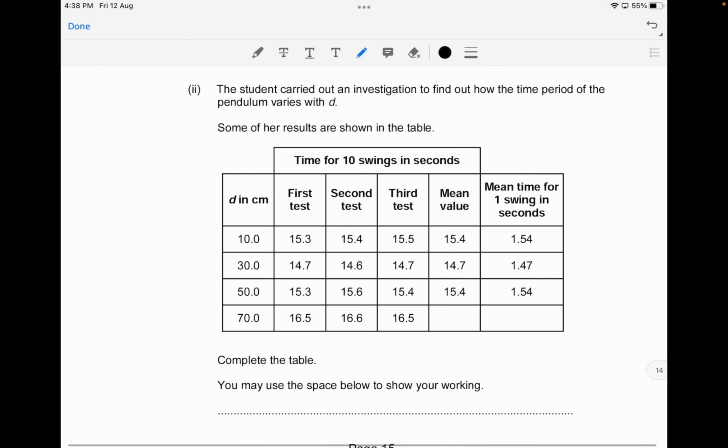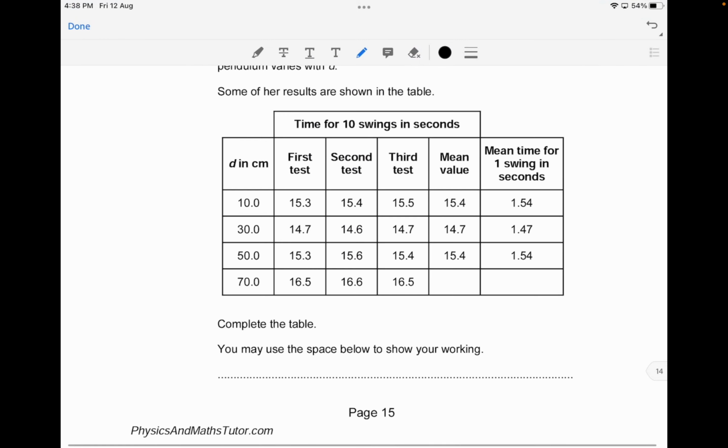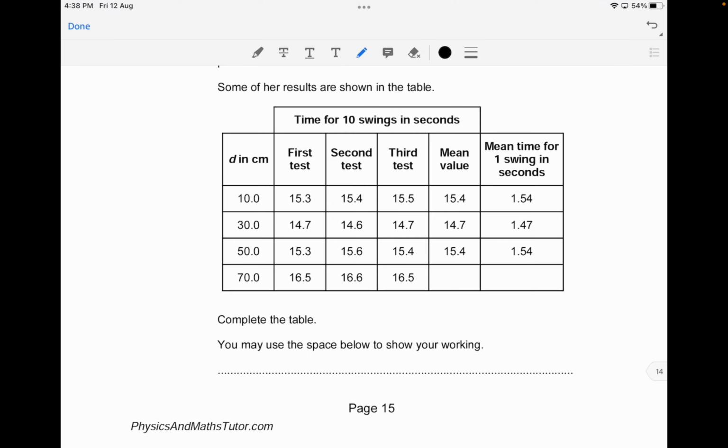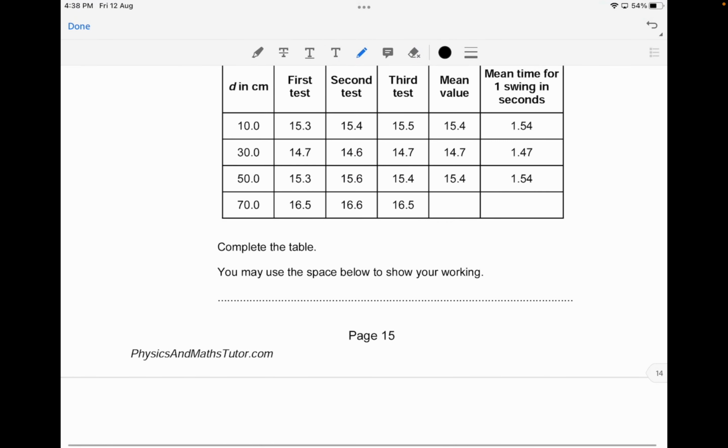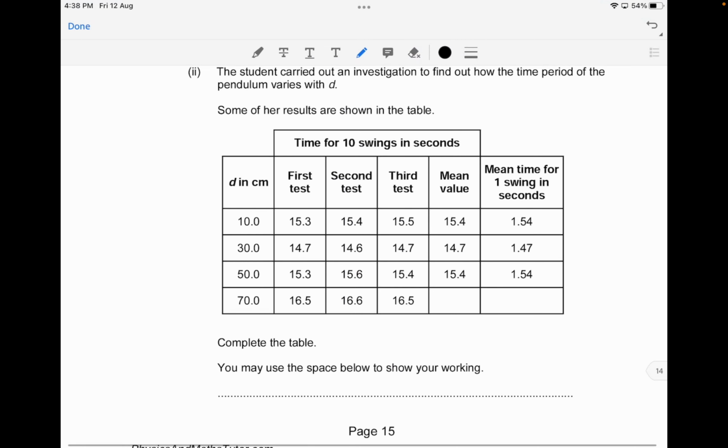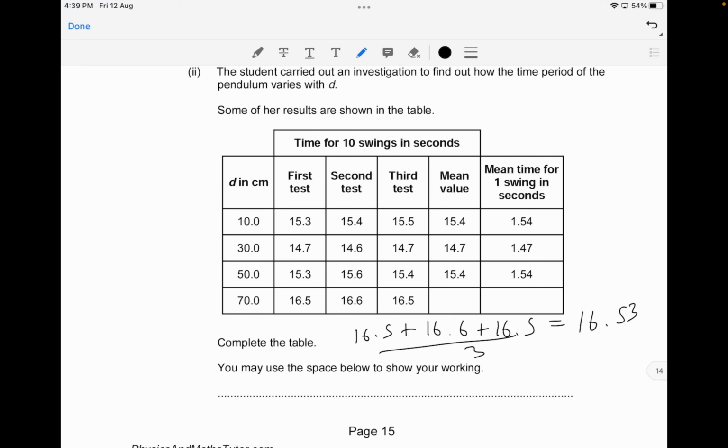You guys can see there's a table where we can see the time for the 10 swings. Complete the table. In order to do this, you can use the space below to calculate the mean value. So we have these test values, and the mean time for one swing. That's going to be 16.5 plus 16.6 plus 16.5, all divided by 3, which is going to give you a value. I'm just using the calculator, guys. Do use the calculator for exams. It's really helpful when dealing with these types of questions. So it's going to give you a value of about 16.53. I'm going to leave it at 16.5. So that's going to be your mean value, 16.5.